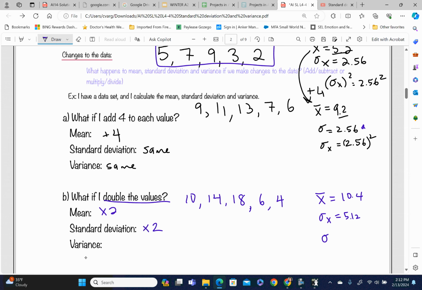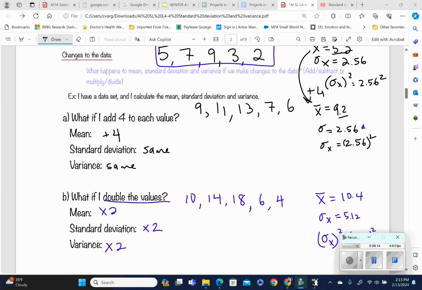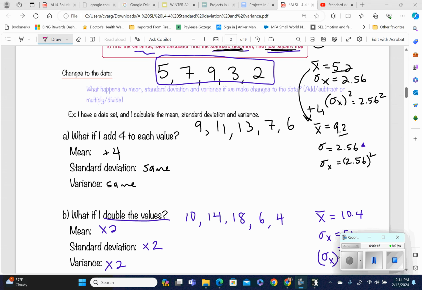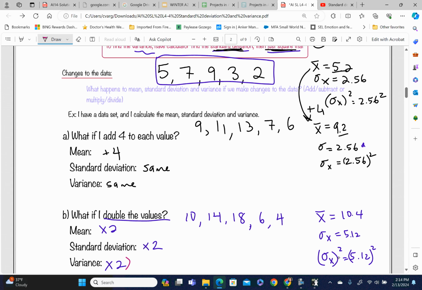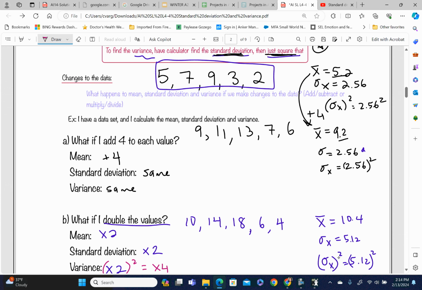If my variance is standard deviation squared, this is going to be 5.12 to the second power, right? So this also gets multiplied by 2. So if I double the values, or triple, quadruple, the same thing is going to happen to the mean, the standard deviation, and the variance. All right, so that's good for us to know. I just realized something, so I wanted to come back. The variance is going to be this squared, so this is really the same thing as multiplying it by 4.